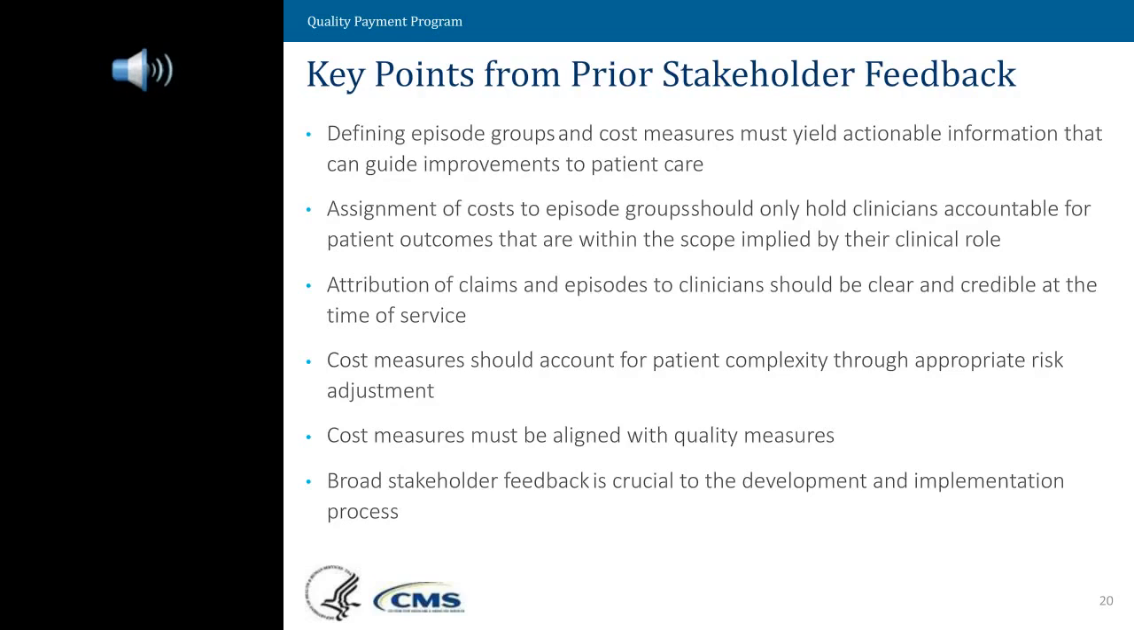First, defining episode groups and cost measures must yield actionable information that can guide improvements to patient care. Second, assignment of costs to episode groups should only hold clinicians accountable for patient outcomes that are within the scope implied by their clinical role. Third, attribution of claims and episodes to clinicians should be clear and credible at the time of service. Fourth, cost measures should account for patient complexity through appropriate risk adjustment. Fifth, cost measures must be aligned with quality measures. And sixth, broad stakeholder feedback is crucial to the development and implementation process.